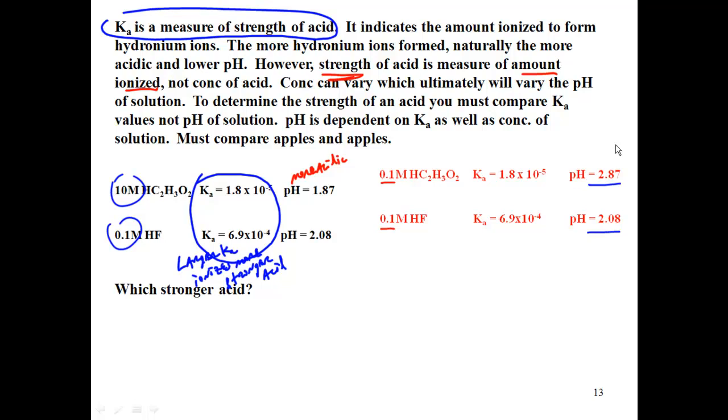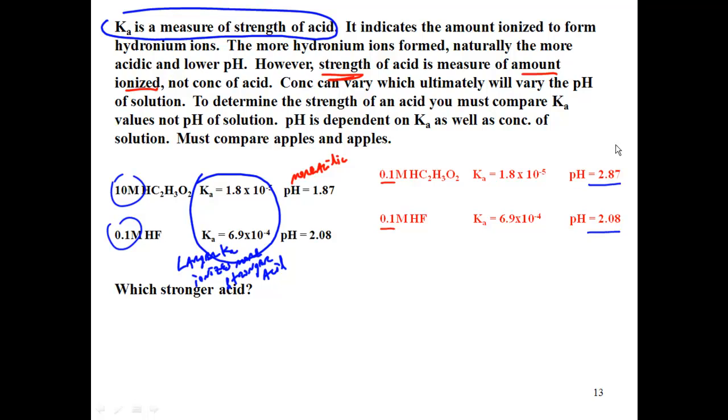So you're going to compare apples and apples if I want to look at pH. Since these are both 0.1 molarity, the one with the lower pH will be the stronger one, because the one that ionizes more will have a lower pH. In comparison to the previous one, I was not comparing apples and apples. They were two different concentrations, so I couldn't just look at pH. All that pH told me was which one was more acidic.